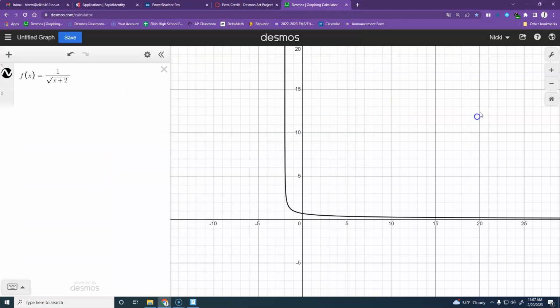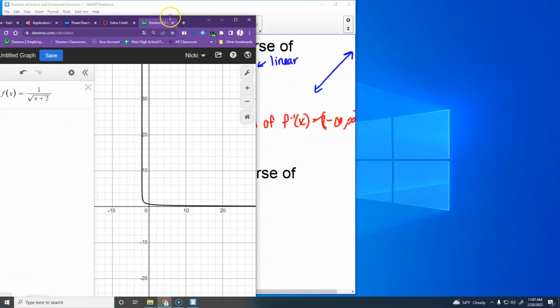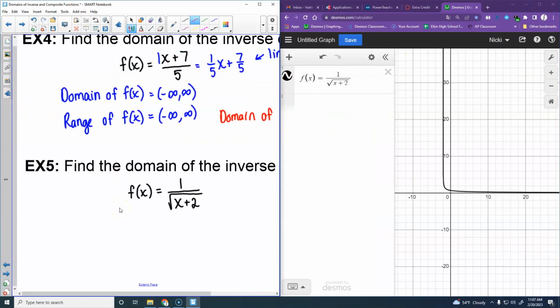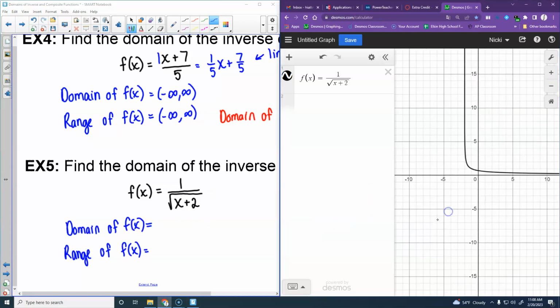All right. The second one, I put this Desmos graph up here. So let's just talk about f, not f inverse yet. So we're going to talk about the domain of f of x and the range of f of x. All right, so let's see, Lee, what would you say the domain for this function here is?